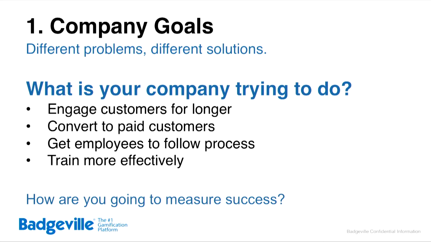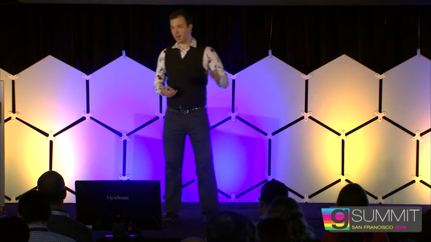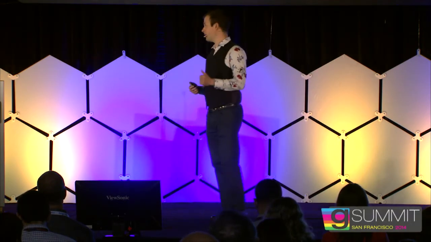Step 2 is your user goals. So what does your customer or your employee desire? People are sophisticated creatures, but this is an answerable question. I like to think of it in these terms, which is validation and rewards. Two things that people most crave in life is to feel like what they're doing is right, or that it's going somewhere, or that it has a purpose, right? And by patting them on the back and saying, yes, what you're doing matters, you're validating them. And then rewards, what can I get out of this, right? The transactional side of things.